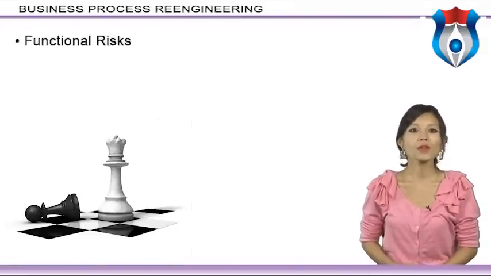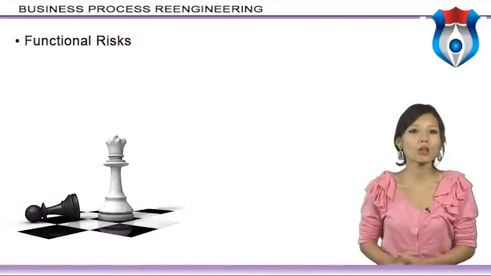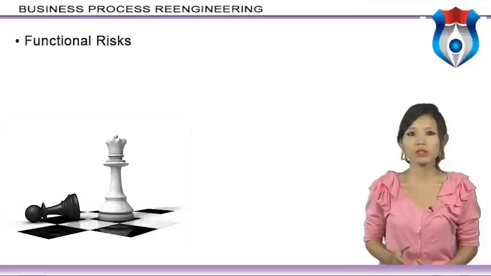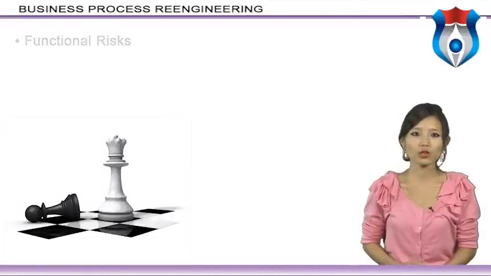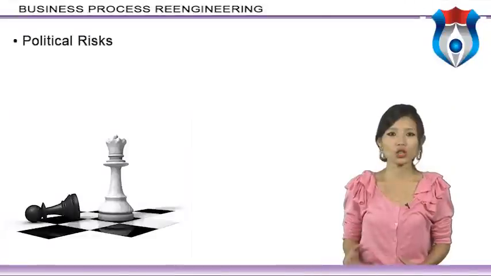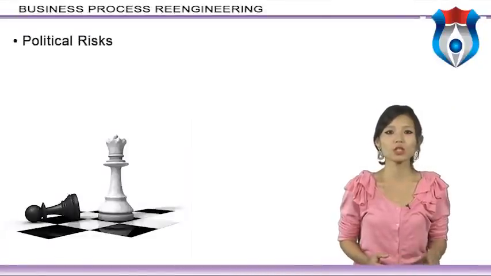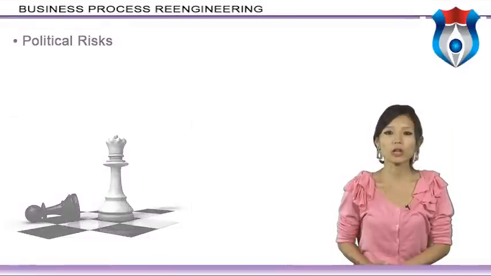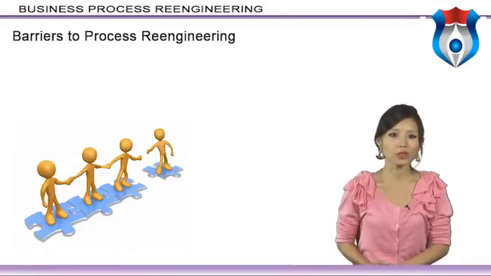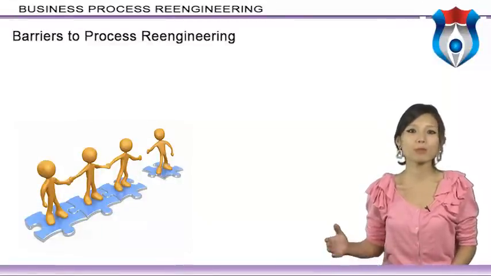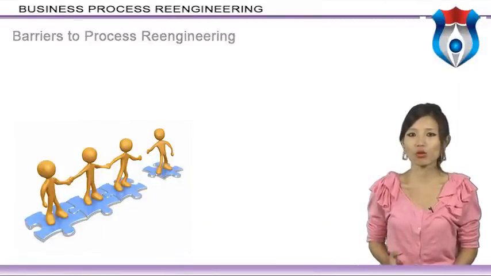Functional risk: process reengineering may need a reorganizational plan which may not be applicable to the kind of business in which the organization is engaged. Political risk: very often, the BPR initiative loses the support and commitment of the top management, either due to change in leadership or due to change in perception. Barriers to process reengineering. Every organization that undertakes process reengineering experiences barriers at each stage of process reengineering.